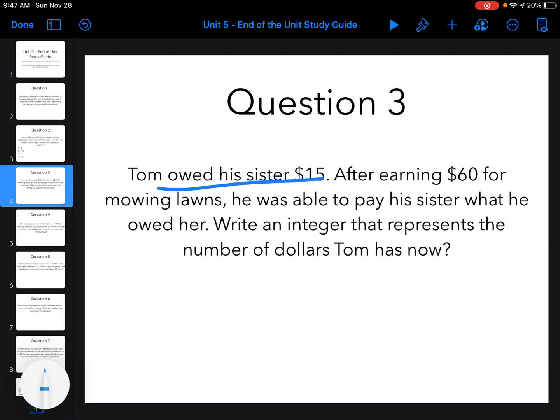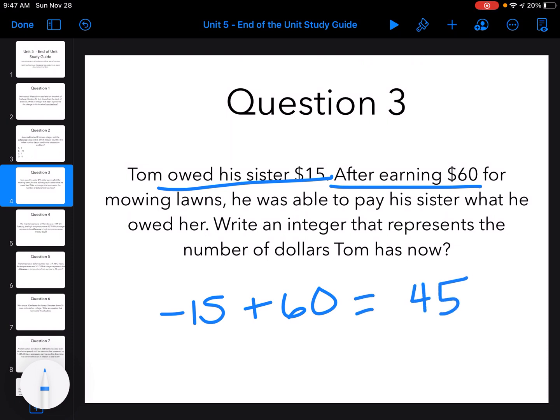Tim owed his sister $15, so that's negative 15. Then after earning 60, so that's a positive 60, he was able to pay his sister back what he owed her. Write the integer that represents the number of dollars he has now. Well, I know when the signs are different, I subtract. So that would be 45. And I take the sign of the positive rational number.